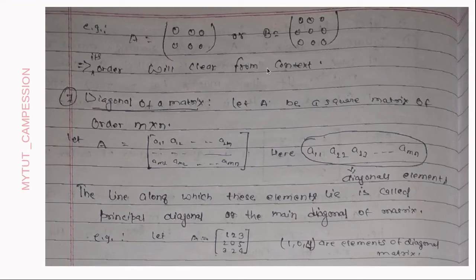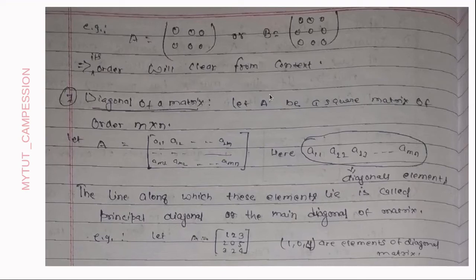So its order will be 0. Okay, we cannot say that the A matrix is 2 cross 3 or the B matrix is 3 cross 3. When each element of a matrix is 0, then its order will also be 0. Okay, its order will be clear from context.